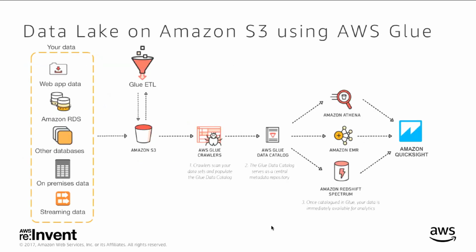So back to this slide again. We've seen this a few times already, but this is a common architecture for a data lake, where again we have all of our data stores on the left side. We bring that data in. The crawlers can then crawl all of these data stores and create the metadata in the data catalog. So as I said, this is the central kind of Hive compatible metastore.